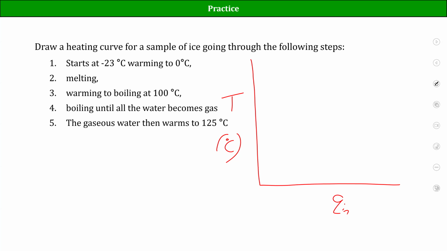For this, we're talking about a piece of ice that starts at minus 23 Celsius. It is going to end up as steam at 125 Celsius. So try and draw the steps there. See what you can do. I'll give you a few minutes.